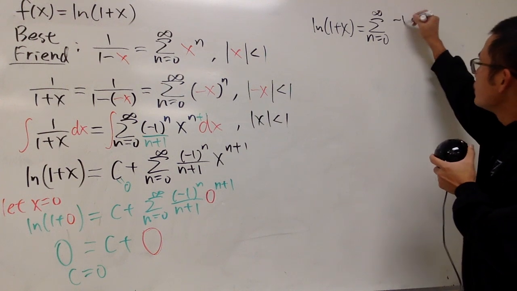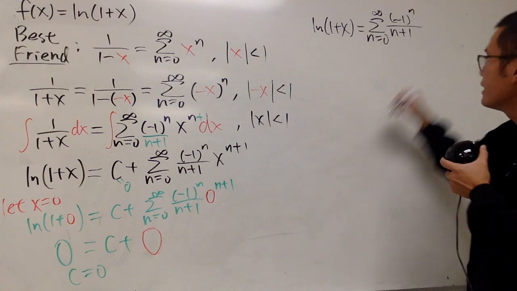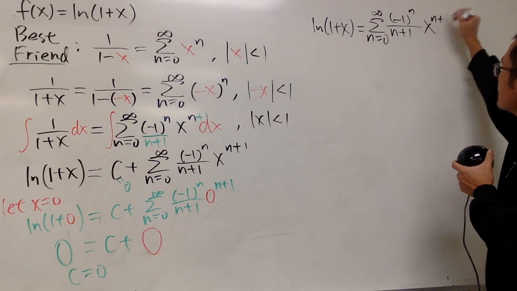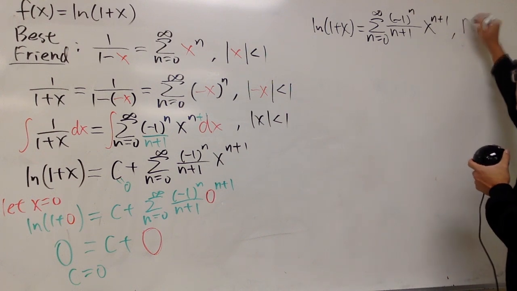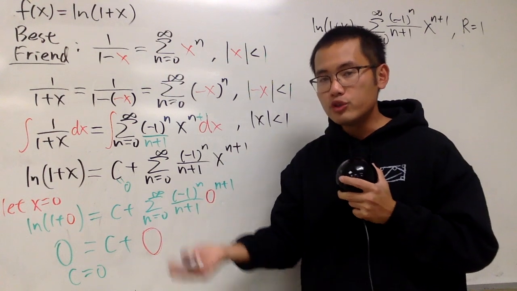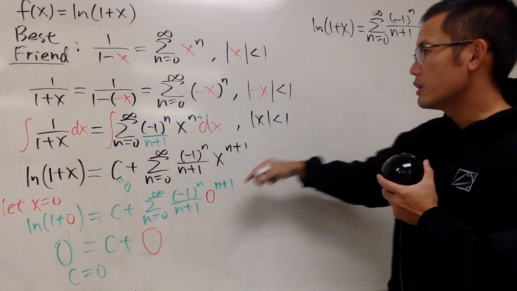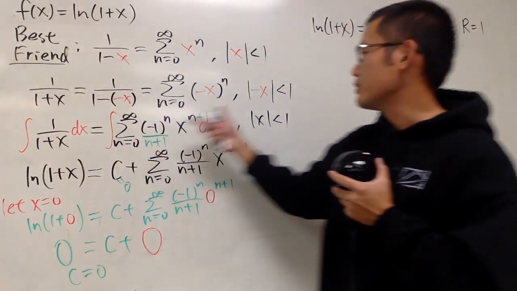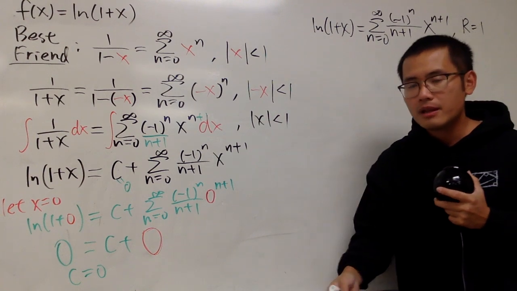And we have negative 1 to the nth power over n plus 1, and then x to the n plus 1 power, like that. Well, we know that the radius of convergence is 1, because when you integrate or differentiate the best friend, the radius of convergence wouldn't change. Even though this is the best friend's cousin, it was still 1 anyway. So this was still equal to 1.